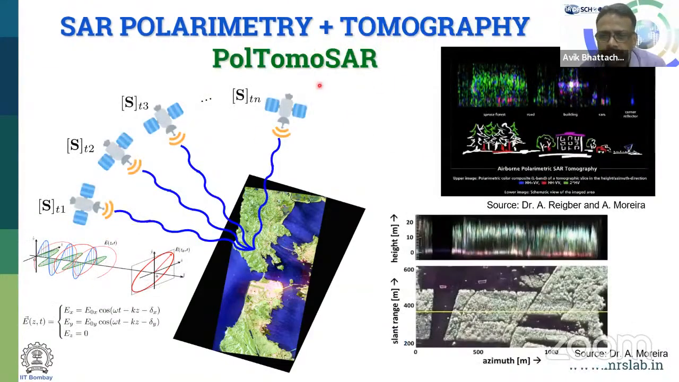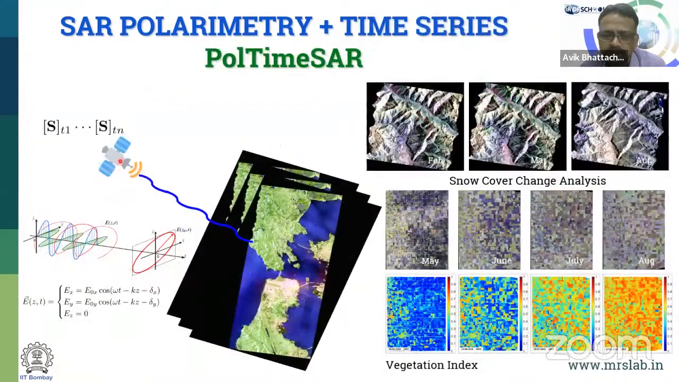And if I go to TomoSAR, it is the full polarimetric information, but at various cross-sectional layers, where you get the information about tomography. TimeSAR has the same information, but at different timestamps. This is where it will be useful for repeat pass over the same area to see a lot of different changes in nature. For example, snow cover change analysis, vegetation analysis, net change analysis, and so on. So these are the newer generation, the new way of looking into the technologies of SAR data.